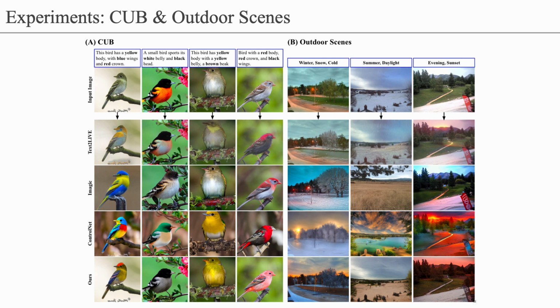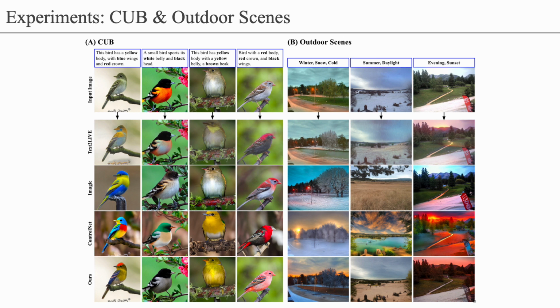We performed our experiments on three datasets: CUB, outdoor scenes, and COCO. From the qualitative results on CUB and outdoor scenes, our method better preserves text-irrelevant content while still generating desired content according to the text descriptions.